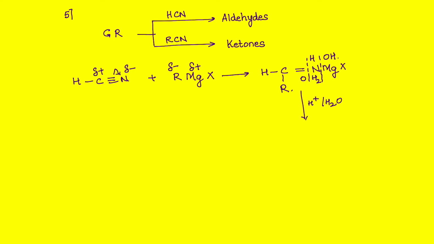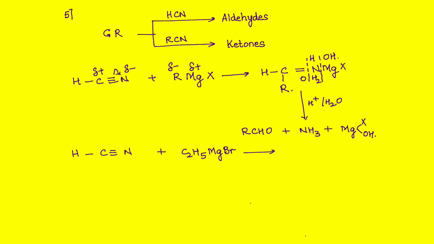Now write down the product, RCH double bond O. What product is this? Yes, of course, it's an aldehyde plus ammonia plus MgX and OH. Simple? Your turn now. HC triple bond N reacted with C2H5MgBr. Form the products. Try the reaction yourself.